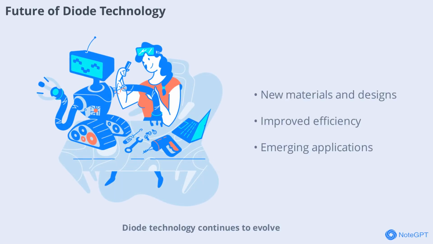Diode technology continues to evolve, with new materials and designs improving efficiency and performance. Innovations like organic LEDs, OLEDs, and silicon carbide diodes are opening up new possibilities in lighting, power electronics, and renewable energy. The future looks bright for this essential component.